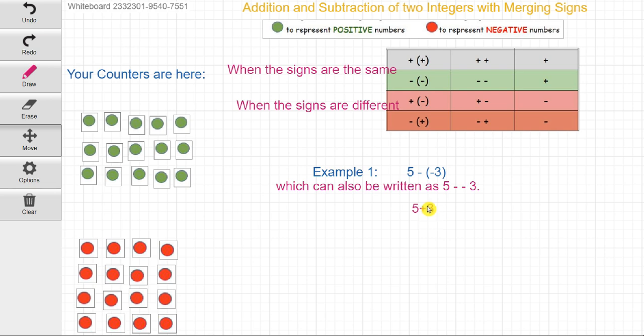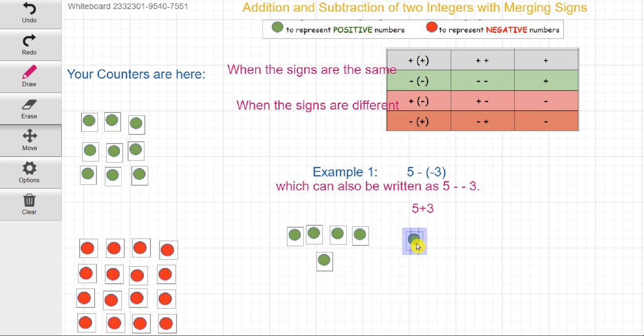Right off the bat, you would have known that your answer is going to be a positive 8, but let's go ahead and represent it using our counters as we would have done in the previous video. We have positive 5, that means we need 5 green counters. So that's 1, 2, 3, 4, and one more, 5. Nice. And we also need 3 more positive counters. So that's going to be 3 more green: 1, 2, and the third one, 3.